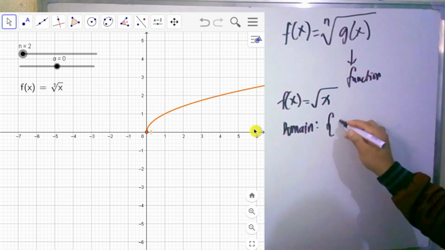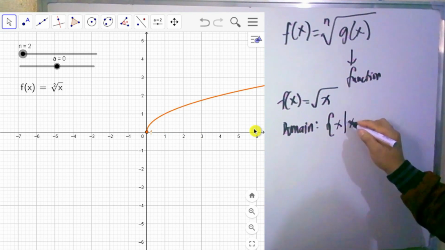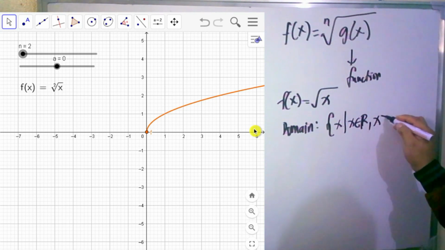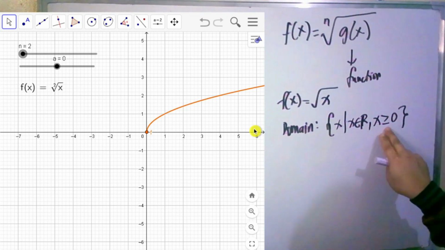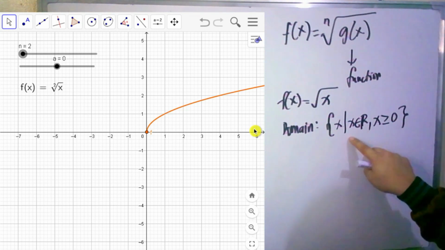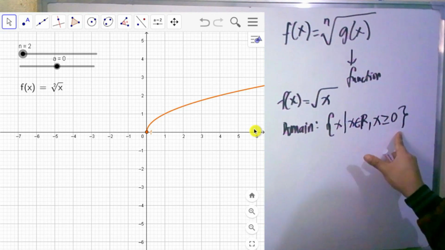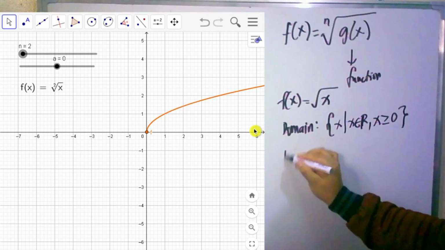So tama. Lahat ng x, how do we write it? All x that are element of real numbers, however, it has to be greater than or equal to 0. Pwede namang baliktad ito. Pwede nating unahin yung x greater than or equal to 0, x element of R. It means the same. How about the range?